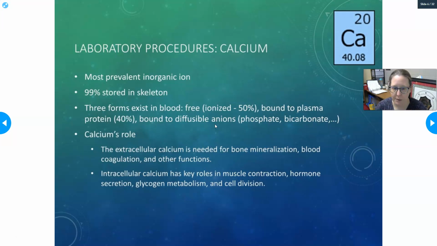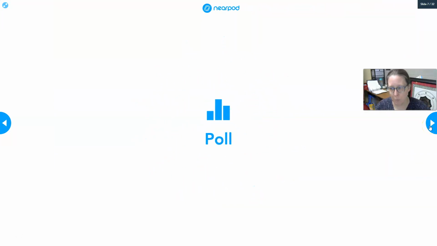The role of calcium in the body: extracellular calcium, the calcium that's floating around in the blood, is needed for bone mineralization, blood coagulation, and other functions. And then, of course, it also needs to resupply the cells with calcium. Inside the cells, intracellular calcium has key roles in muscle contractions, including heart muscle, and especially heart muscle, hormone secretion, glycogen metabolism, and cell division. So calcium is important all over the body, right? It has so many different roles. It's more than just about bones.